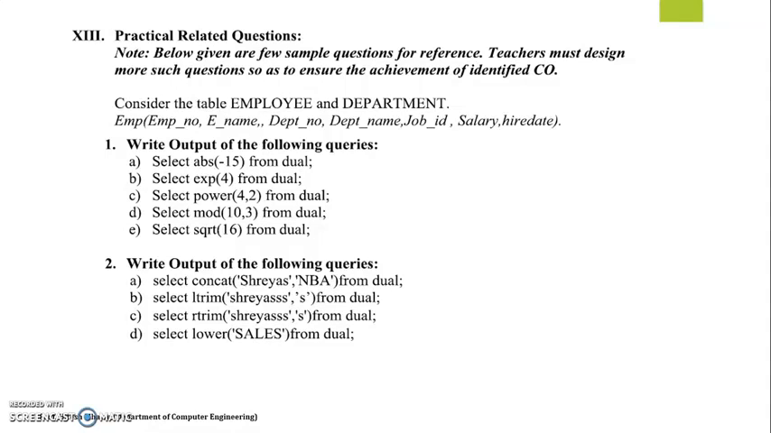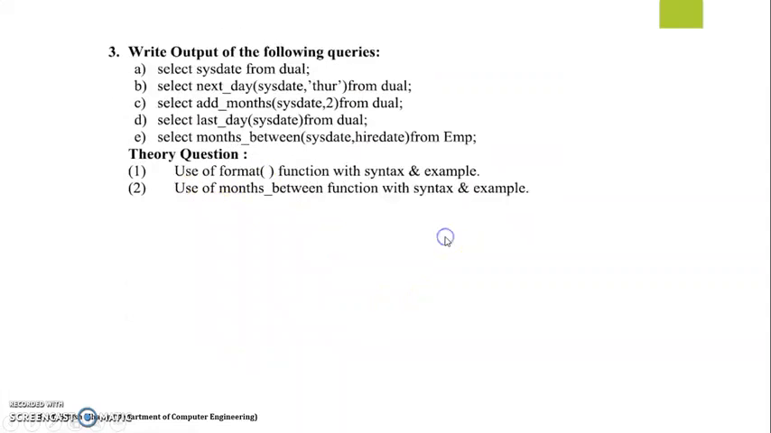Now the practical related questions, again we are using the same tables. Here we have performed some of the experiments like absolute of minus 15, exponential of 4, power, modulus and square root. Again concat, LTrim, RTrim. So you can refer to the practicals that we have performed in this experiment. Then again write the output for the following queries, like to find the system date, next day, add months, last day and the months between. And the theoretical question here is the use of the format function with the syntax and example, and the use of the months between function with the syntax and example.